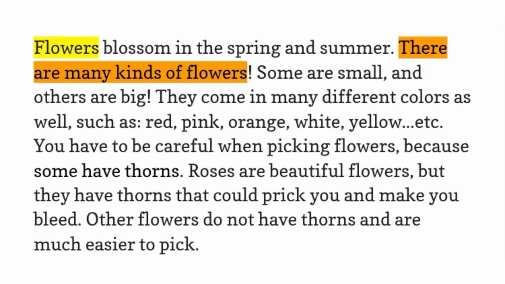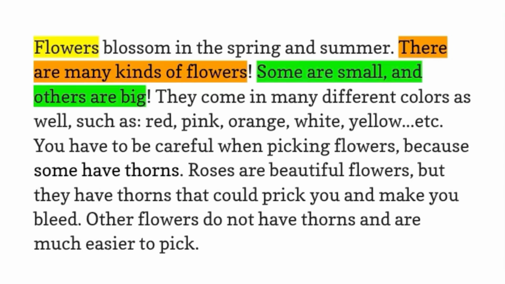Now we need to provide all the details. What are all the details in this text that help prove that there are many kinds of flowers? Well, now that we know that our main idea is there are many kinds of flowers, now we have to prove it. How do we know that there are many kinds of flowers? Let's keep reading. Some are small and some are big. Well, that right there is a detail that tells you how there are many kinds of flowers because they're telling you that some flowers are small and that other ones are big. So that right there is your first detail.